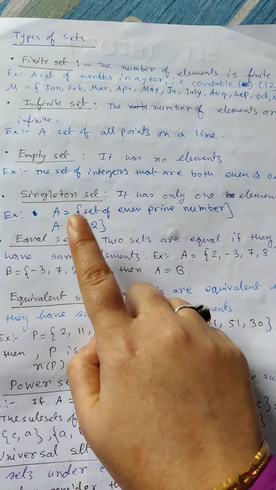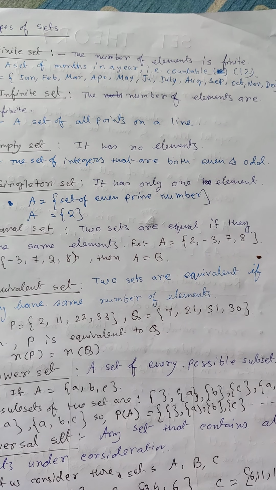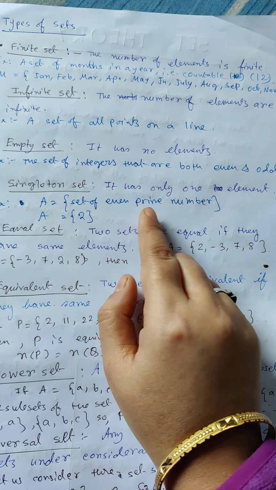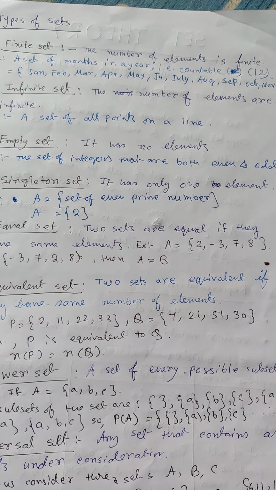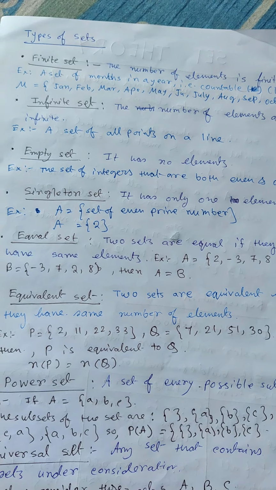Now the singleton set. A singleton set is when there is only one element in a set. The set of even prime numbers. The even prime number is only 2. So this is a singleton set.